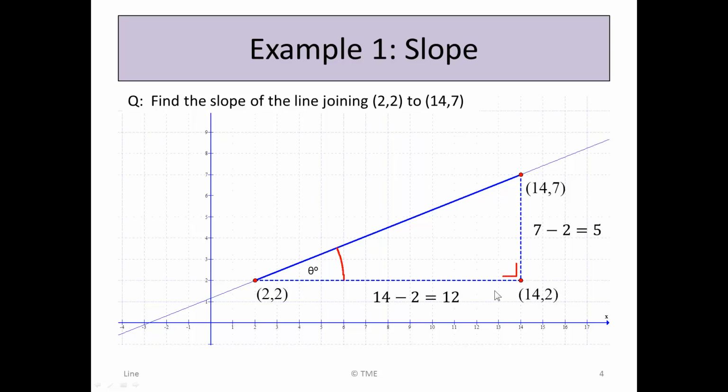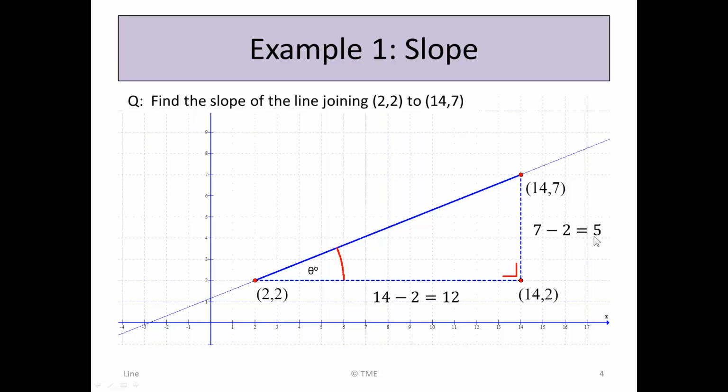So if we look at the changes in terms of x, we're moving from (2, 2) to (14, 2), or a total of 12 paces. 14 minus 2 is 12. 12 steps from there to there. And in terms of y, from (14, 2) to (14, 7), we're moving from 2 to 7, or a distance of 7 minus 2, 5 paces. 1, 2, 3, 4, 5.